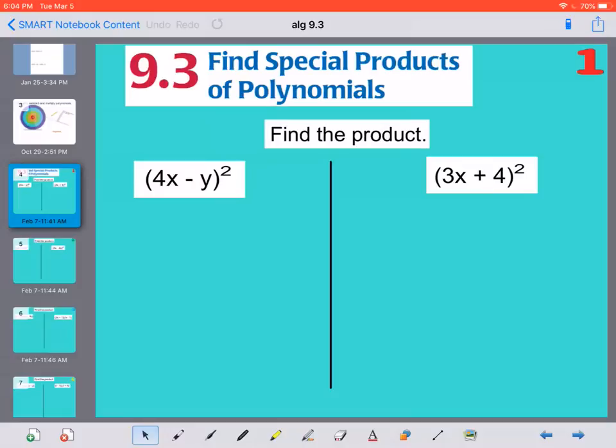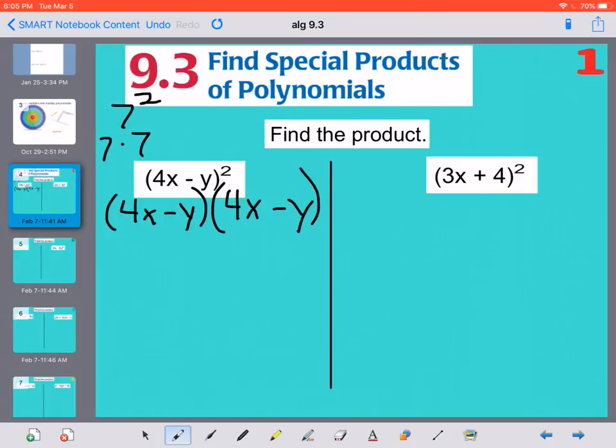So what this is telling us is that if we had, let's say, 7 squared, that's telling us we have 7 times 7. Here we have (4x minus y) squared. So that's telling us that we are going to multiply 4x minus y twice. So 4x minus y times 4x minus y. So we have two binomials.